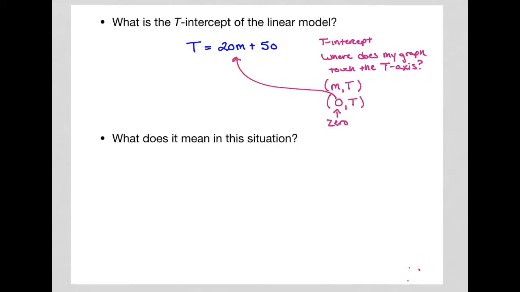So that means that in order to calculate this, we will have t is equal to 20 times 0 plus 50. This zeroes out, leaving us with t is equal to 0 plus 50, or t is equal to 50. So our t-intercept, again, is going to be (0, 50).